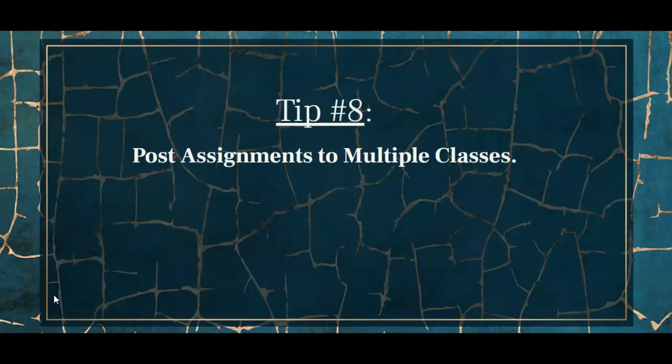The next tip is posting assignments to multiple classes all at once. So if you teach multiple sections of the same course in Google Classroom, you can save time by posting to all of your classes at once. So when you go to create an assignment, you can actually create an assignment and distribute to multiple classes all at the same time. So it's a huge time saver.